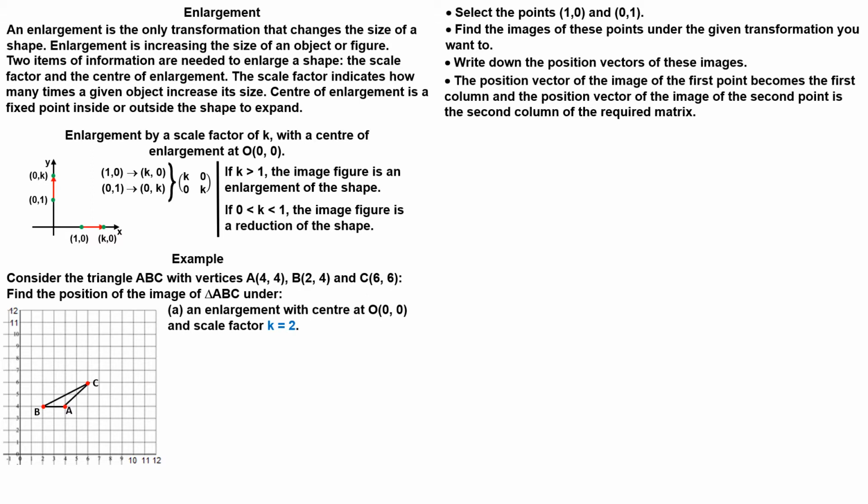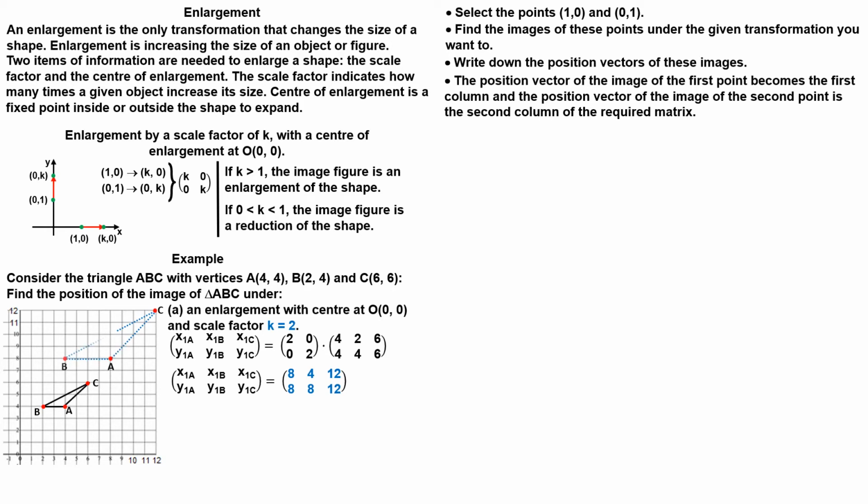We take the transformation matrix and left multiply it by the shape matrix of triangle ABC. The result is a matrix of coordinates of the resulting shape after the transformation is applied. The image points are then drawn on the diagram, and we get the image of triangle ABC.